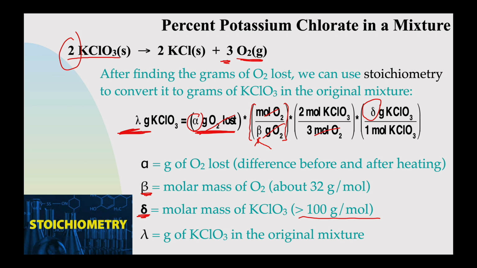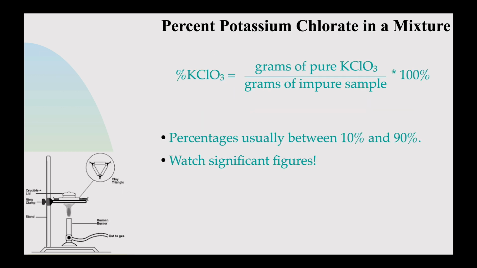You want to get the grams of the potassium chlorate in the original mixture. Most of the time, the lambda, this number you're solving for, is going to be about a gram. It's not going to be a big number, sometimes 0.5 grams even. It depends on how much potassium chlorate you had in your original sample. Finally, you can use that lambda from the last thing, the grams of the pure KClO3 in your sample, and that's going to go right there. And if you measured the grams of the sample that you started with, which you should have as the good chemist, that's going to go on the bottom.